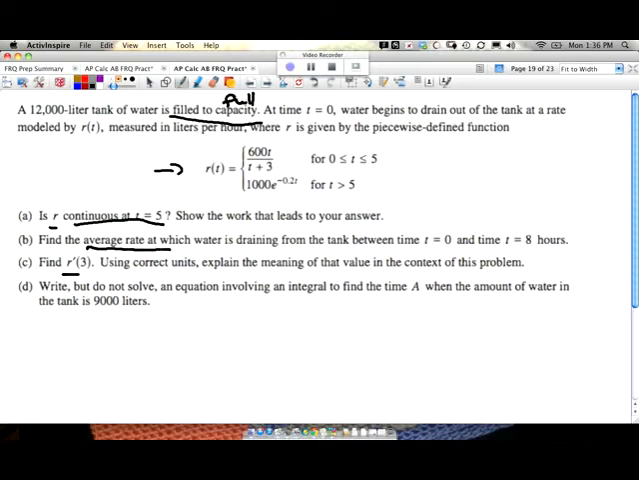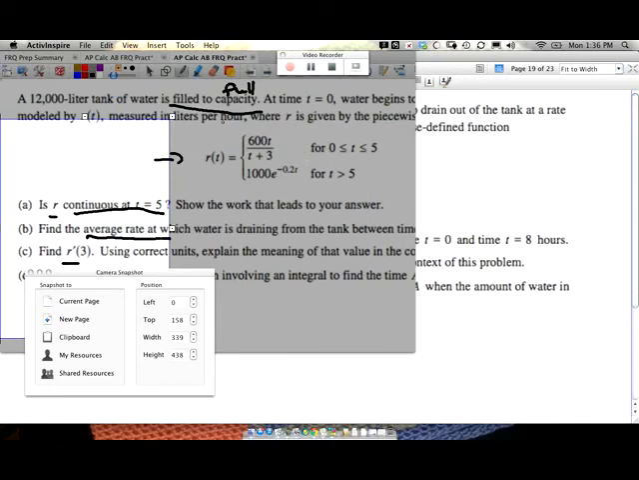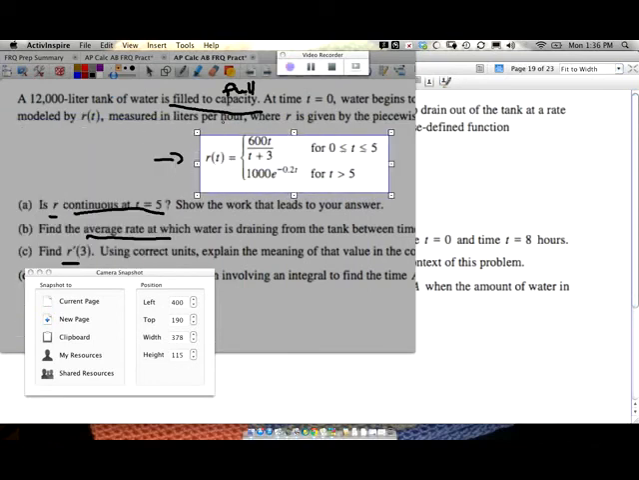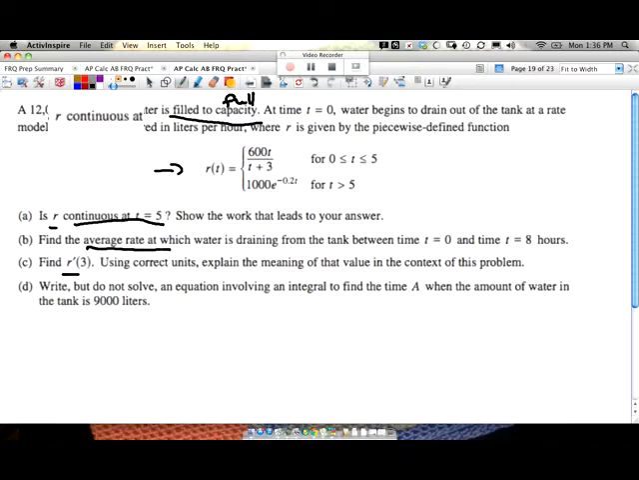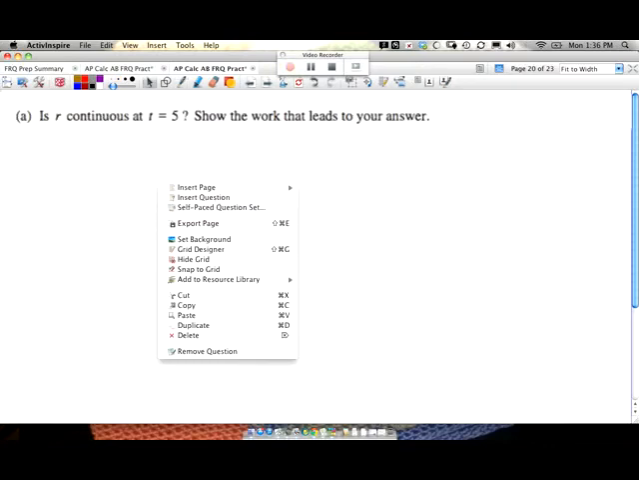Let's start with the first one. We're probably going to need a picture of this. There we go. And the first question, is it continuous?